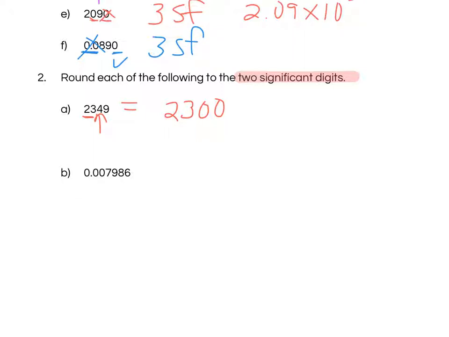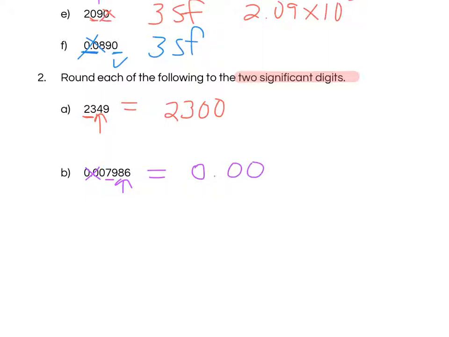Okay, so I need to remember that these leading zeros don't count. So I'm not going to start counting there. I want 2 sig figs beginning with the 7 and the 9, which means I'm looking to the 8 to help me round. The 8 tells me to round up, which means that I'm rounding this to 0.00. Okay, well, let's take a look at this.